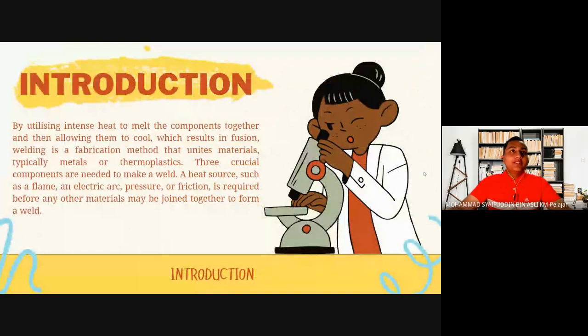For the introduction, welding is a fabrication method that unites materials, typically metal or thermoplastic, by utilizing intense heat to meet the components together and then allowing them to cool, which results in fusion. Three critical components are needed to make a weld. A heat source such as a flame or electric arc, and pressure or friction, is required before any materials may be joined together to form a weld.